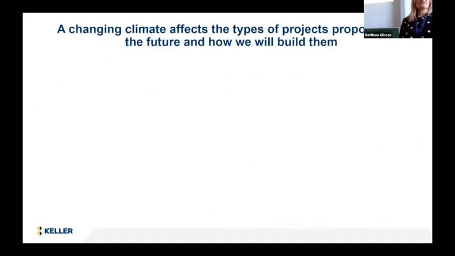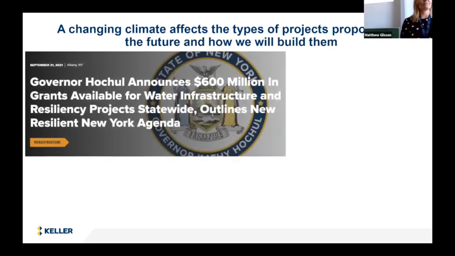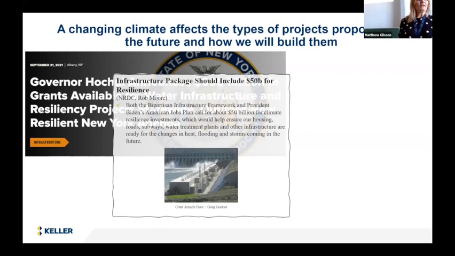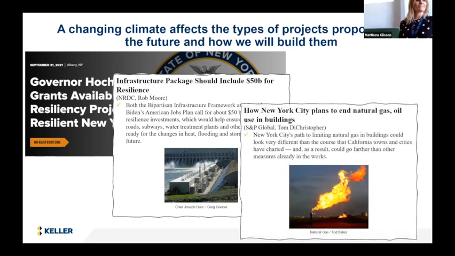And lastly, a changing climate affects the types of projects for the future and how we're going to build them. So out of the state of New York, we had a $600 million project, some of which was going to water infrastructure and resiliency, so trying to adapt to the changing climate. Then, of course, in America, we had the infrastructure package with $50 billion going towards resilience.